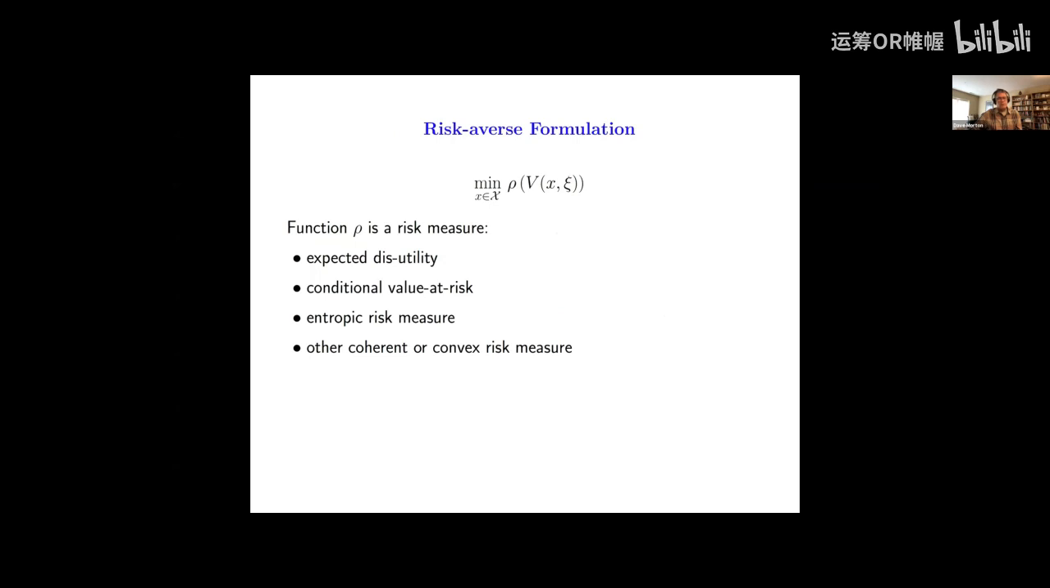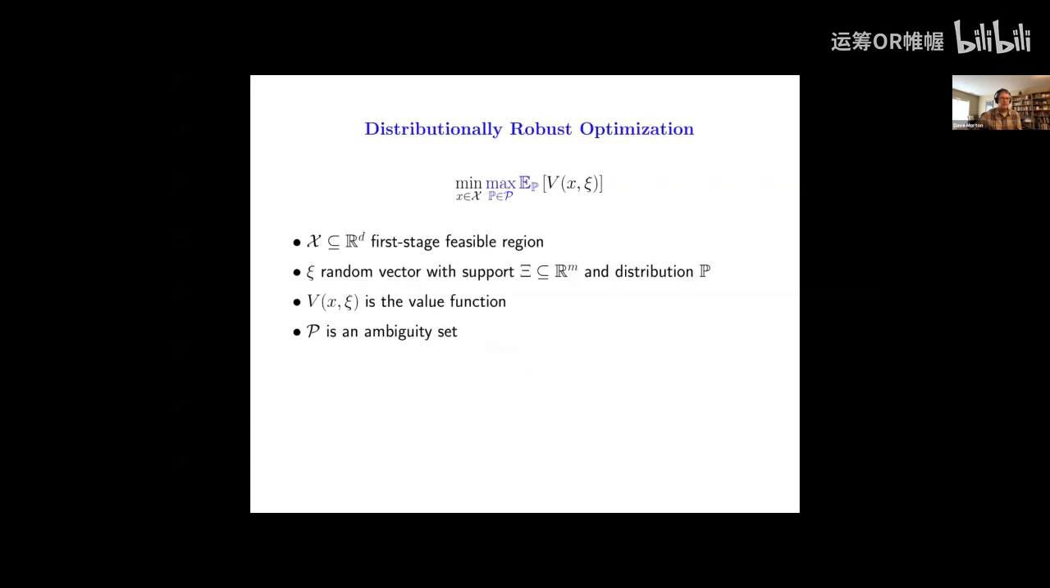So we're going to be talking about DRO, distributionally robust optimization, but a dual formulation involves risk aversion. And so here you could take a risk-averse function rho of that cost or value function. It could be a disutility function, a CVaR, or an entropic risk measure, or some other coherent or convex risk measure.